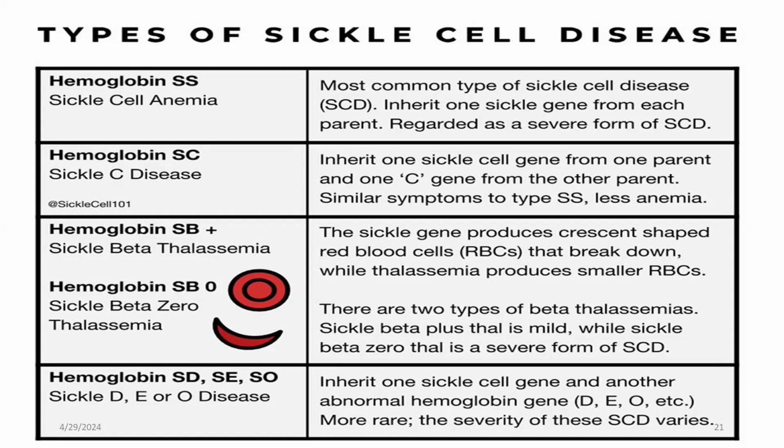Hemoglobin S beta thalassemia, sickle cell beta thalassemia, has crescent-shaped RBCs that break down, while thalassemia produces small RBCs. There are two types of beta thalassemia. Sickle beta plus thal is mild, while sickle beta zero thal is a severe form of SCD. Hemoglobin SD, SE and others inherit one sickle cell gene and another abnormal hemoglobin gene.